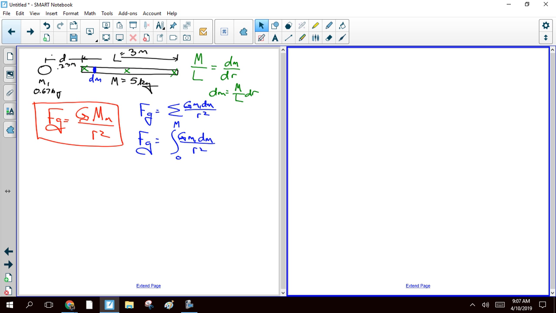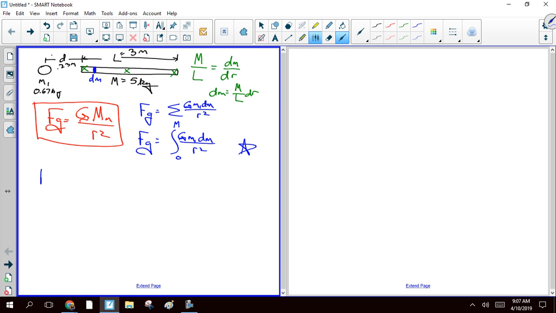All right, so let's go down here and make our substitution. So I'm picking up here with the blue. The next line becomes, well, our force of gravity is now the integral of g times m1, m1 being the mass of this little particle over here, over r squared, right? And then I'm going to replace dm with this, so m over L dr. Any problems?